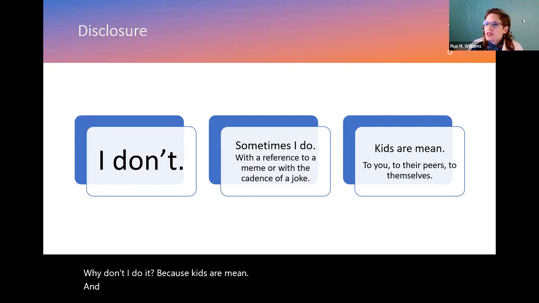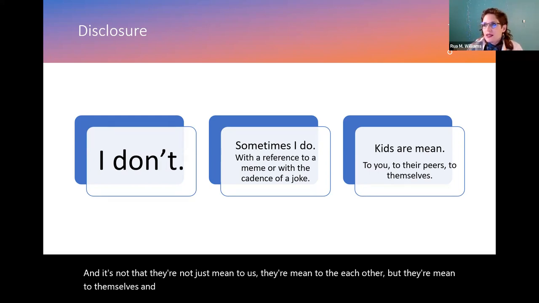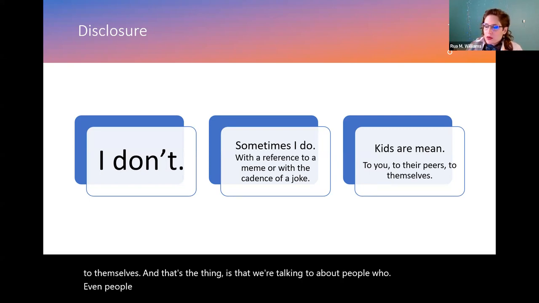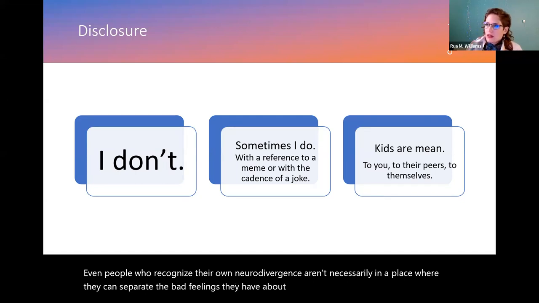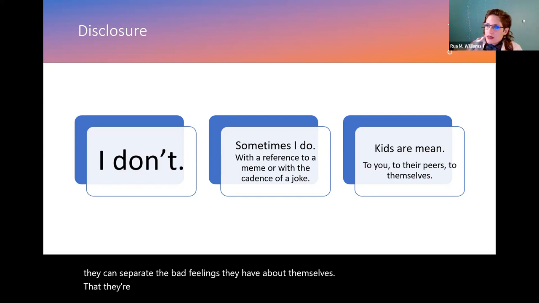And they're not just mean to us. They're mean to each other, but they're mean to themselves. And that's the thing, we're talking about people who, even people who recognize their own neurodivergence aren't necessarily in a place where they can separate the bad feelings they have about themselves that they're getting from society from how they behave and treat other people.